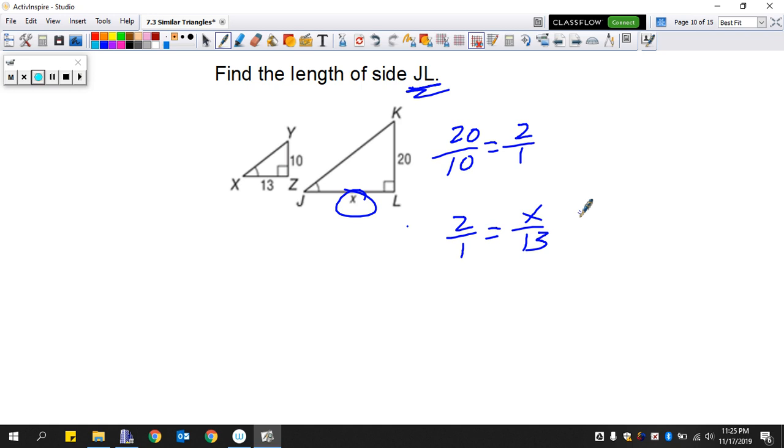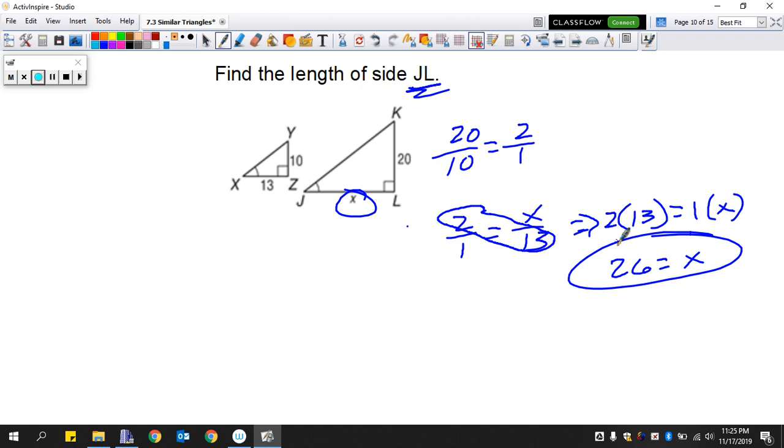All right, 2 to 1 is equal to x to 13. If we cross multiply, we end up with 2 times 13 is equal to 1 times x. All right, so that's 26 is equal to x, and so x is equal to 26.